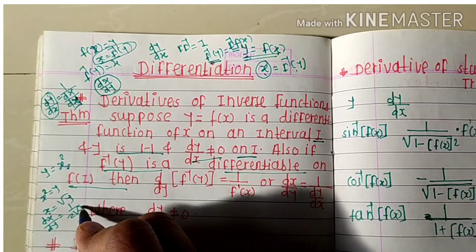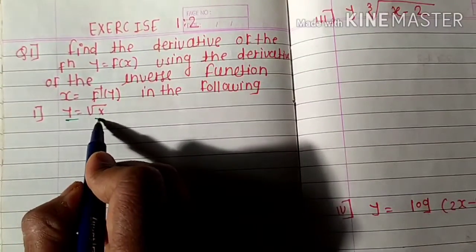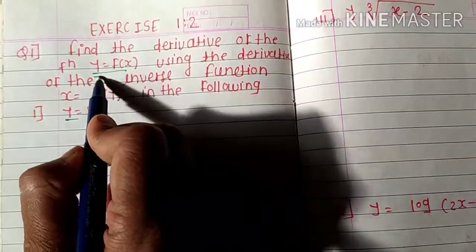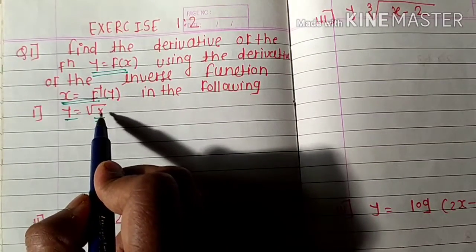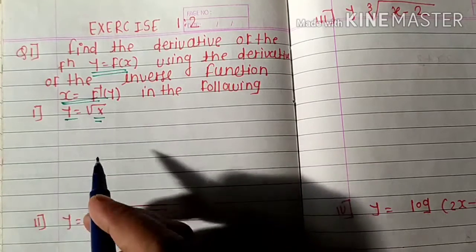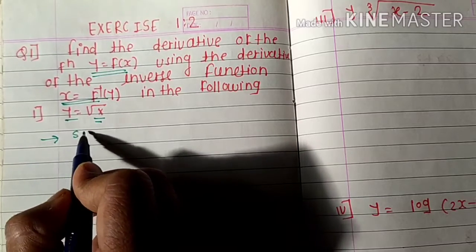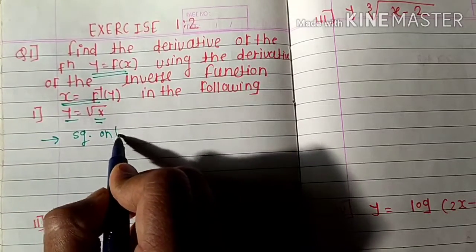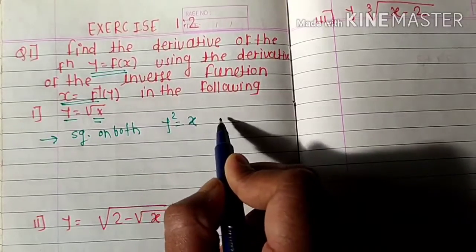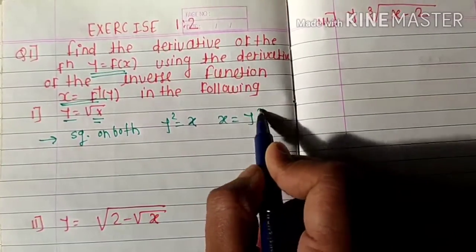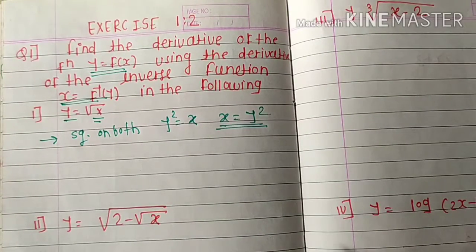In the given example, we have y in terms of x, that is y is equal to f of x, and then we have to express x is equal to f inverse of y, meaning we express the value of x in terms of y. In order to do this, we take the square on both sides. After squaring, we get y square is equal to x. So we have expressed x in terms of y: x is equal to y square.